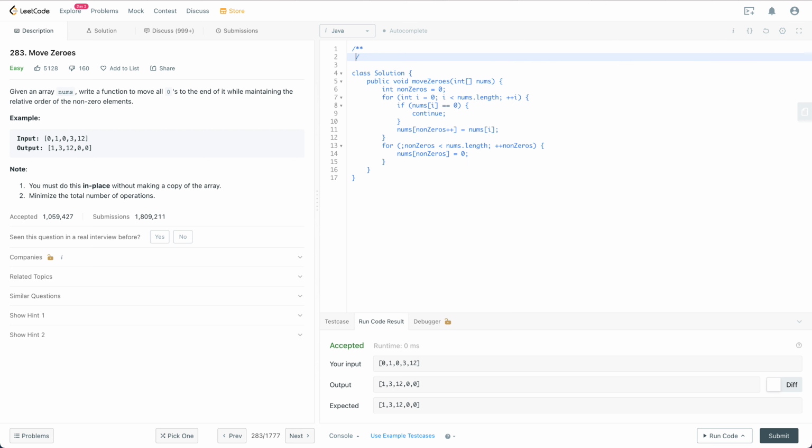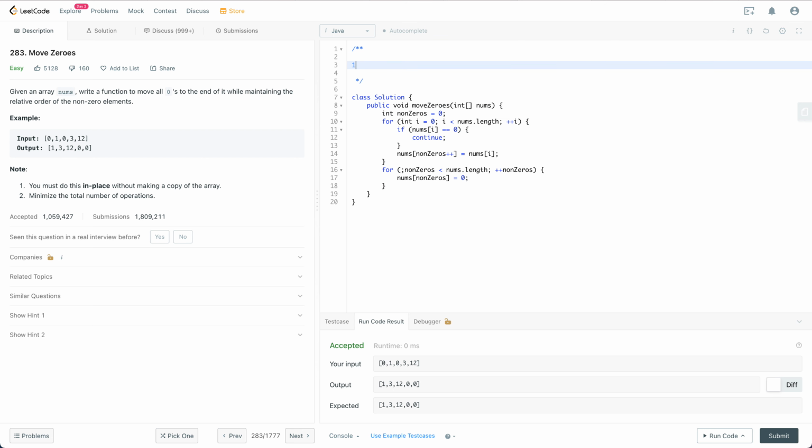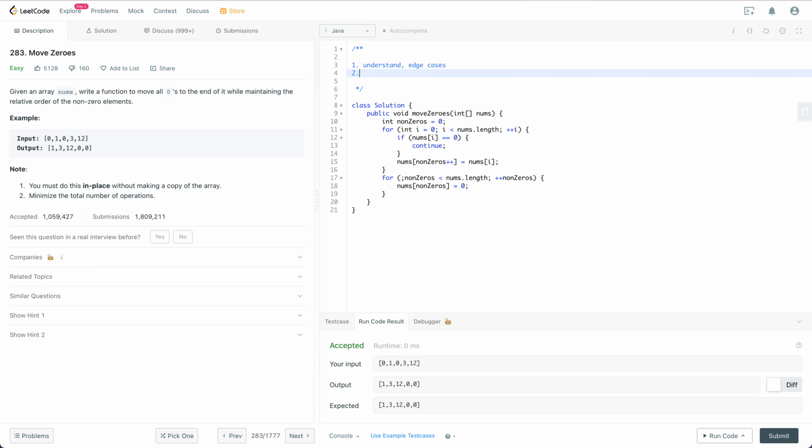In a real interview, the first step, you should always try to understand the problem and think about some edge cases. And if you don't understand some problem description, feel free to bring the question to the interviewer to ask for clarification. So remember, don't jump into the coding part too quickly. That would be a very red flag.